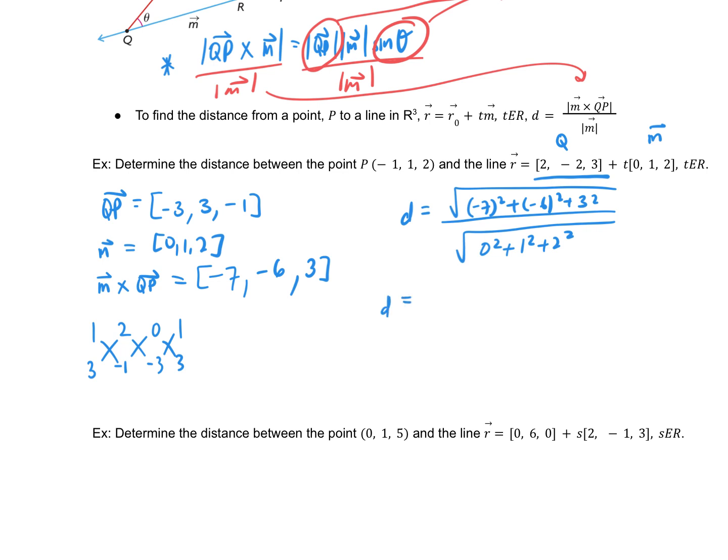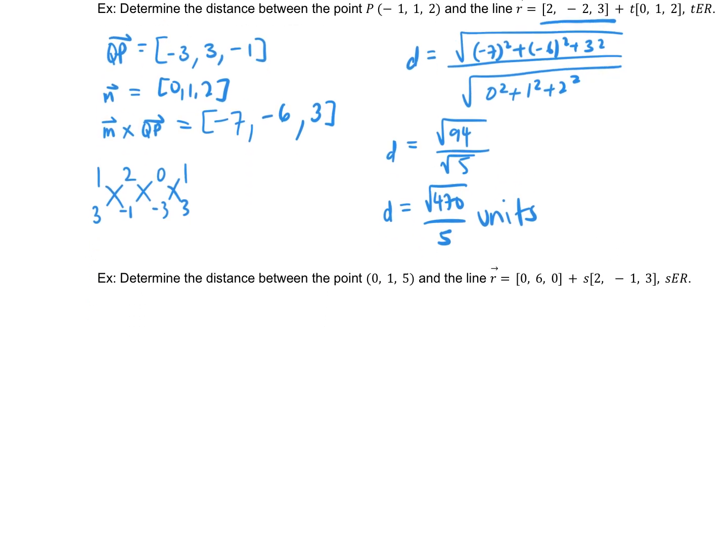And now it's just cleanup time. So we have 49 plus 36 plus 9, square rooted, over 0 plus 1 plus 4. There we are. And I'll multiply top and bottom by the square root of 5, which is the square root of 470 divided by 5 units.